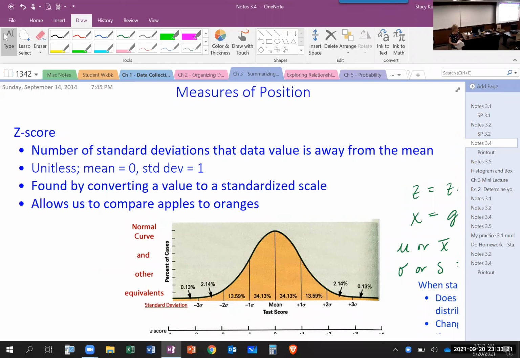Z-scores are unitless. I'll explain that in just a minute. We can find them by just converting them to some sort of standardized scale. That's how they are found. And what it does is it allows us to compare apples to oranges. And the best way for us to explain that, so I would just make sure you write down the very first part, that they are the number of standard deviations the data is away from the mean. They are a value. They are the number of standard deviations that we are away from the mean. And I'm going to add to this in a second.